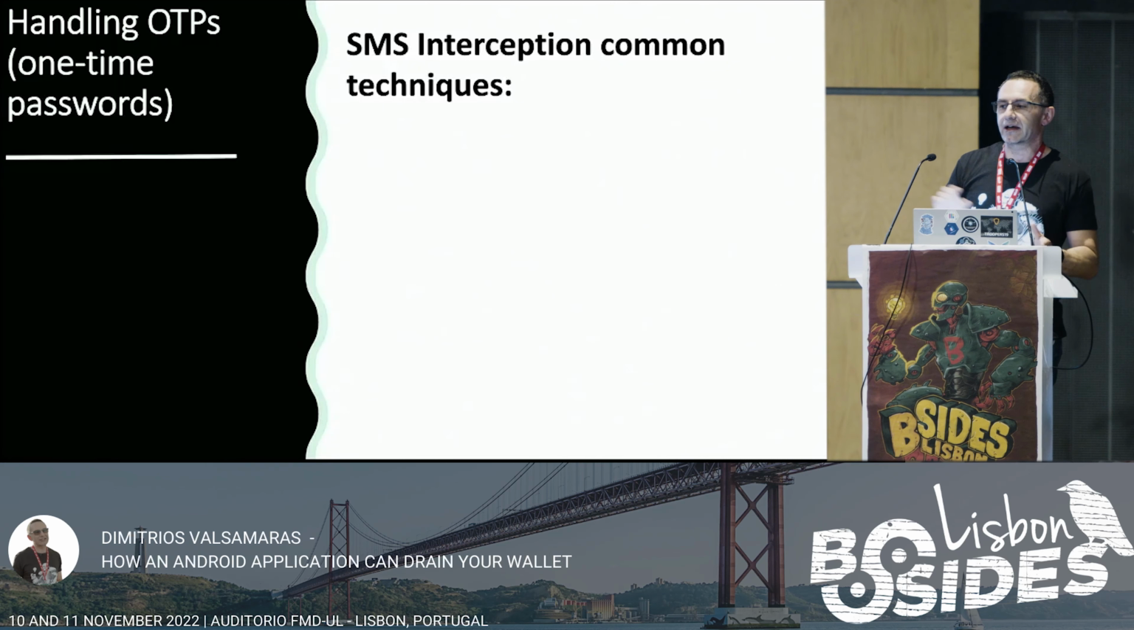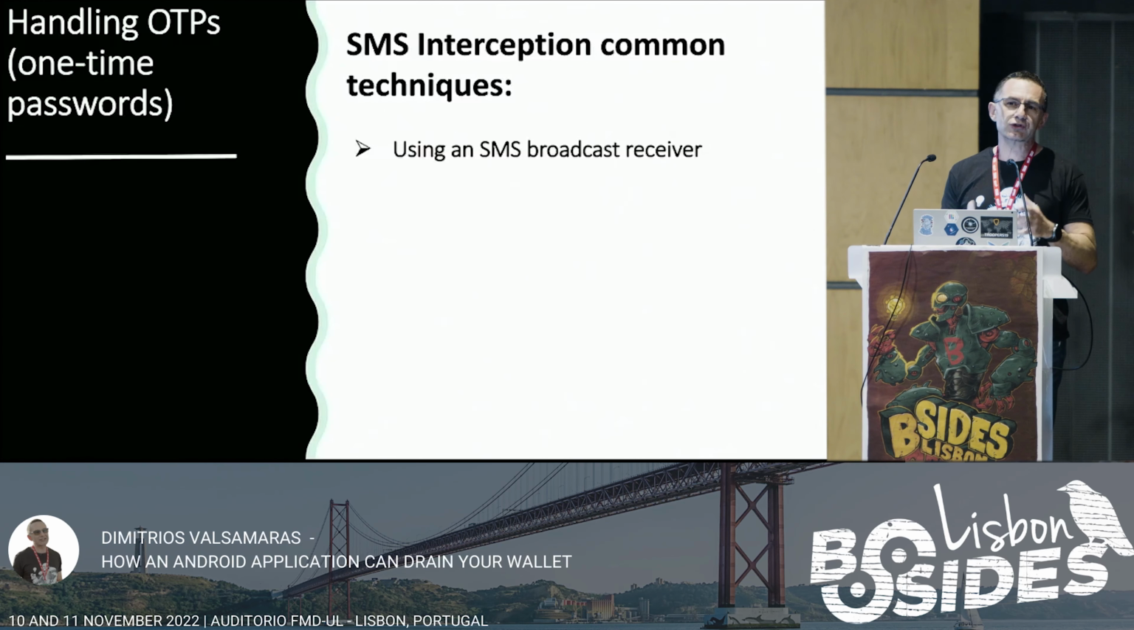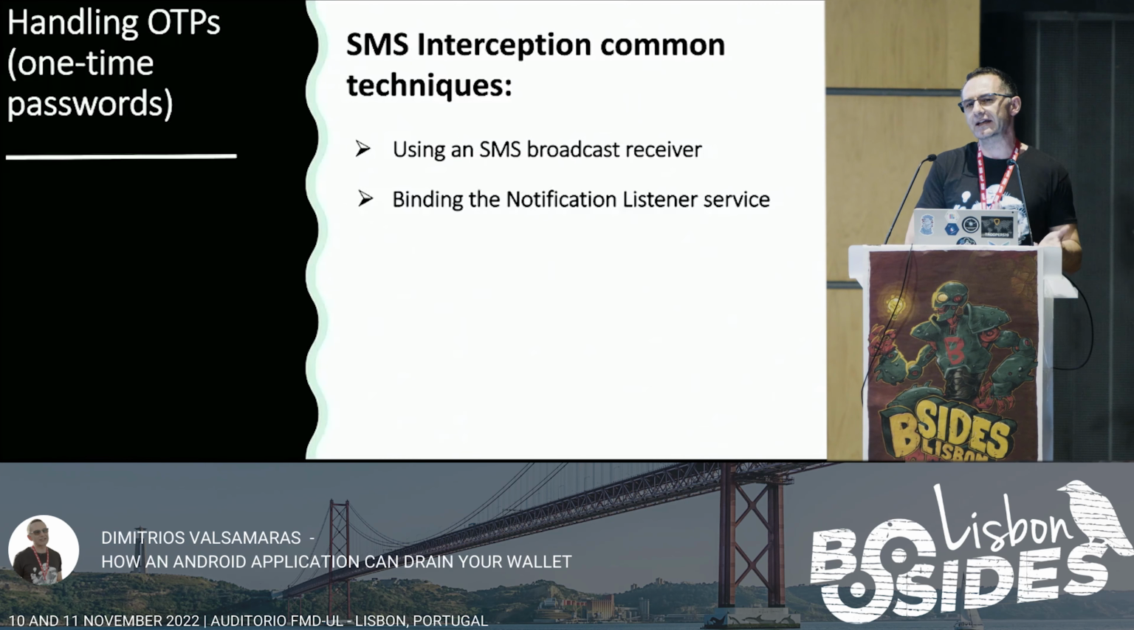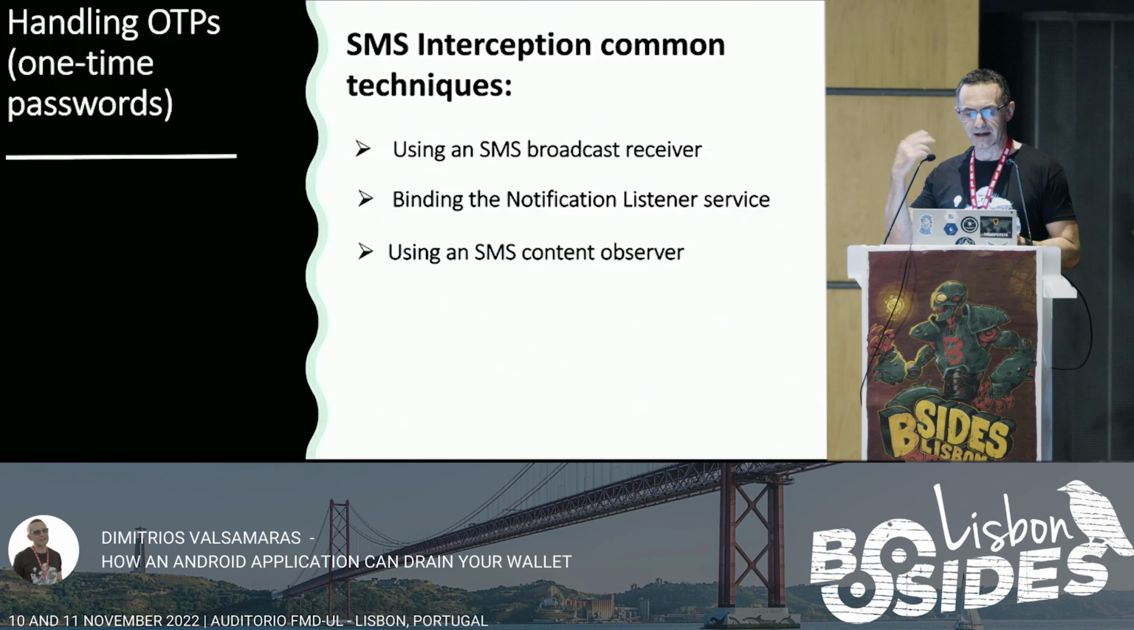Now, okay, now we are at the point that the malware, let's say, simulates the click on the subscription button. Now the next step is to intercept the pin which is sent from the server to the user. And we saw a couple of ways of doing that. So one way is using an SMS broadcast receiver. Another way is binding the notification listener service. Another way is using the SMS content observer.